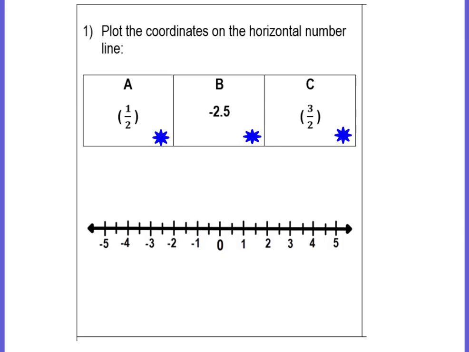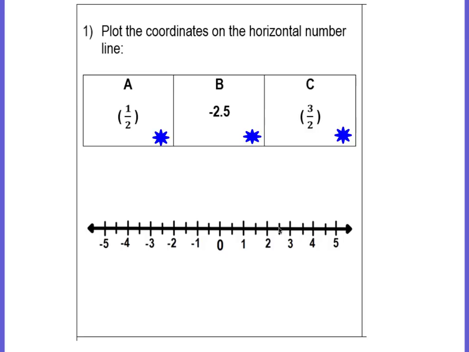Okay, first thing we want to do is plot the coordinates on the horizontal number line. If you look at our coordinates, for point A, it's 1/2. Point B is -2 5/10, and point C is 3/2. That's an improper fraction. Looking at our number line, you'll see that they're being numbered by wholes, 1, 2, 3, 4, and then to the left we have -1, -2, -3, and so on. In between each whole number is a line halfway in between, so that represents halves.